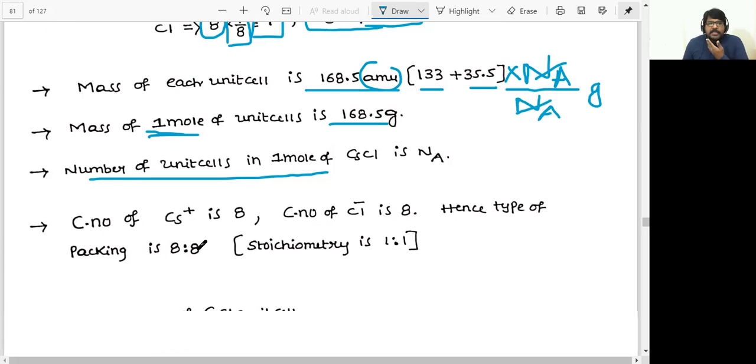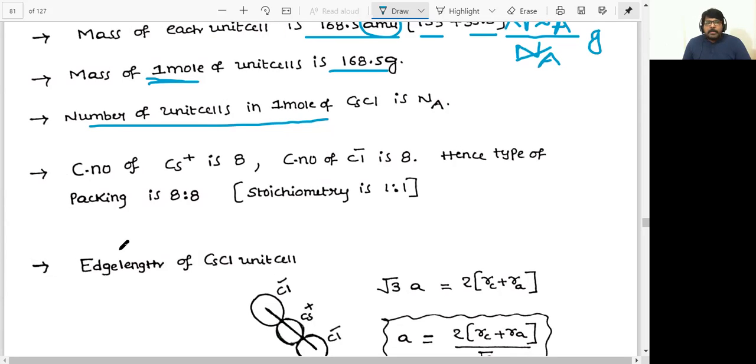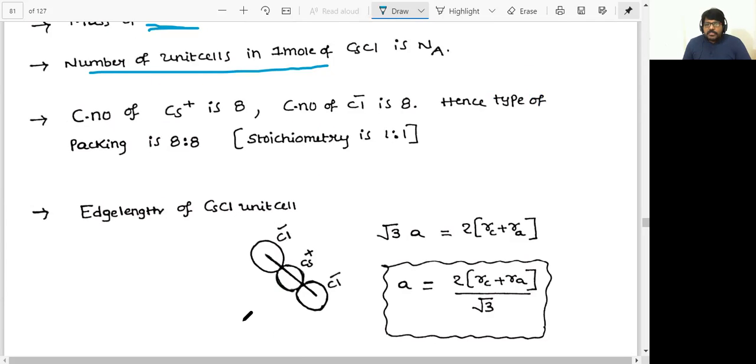And most importantly, the coordination number of cesium and the coordination number of chloride. But we'll talk about this coordination number with the help of a diagram. But now we have to find the edge length of the cesium chloride unit cell.